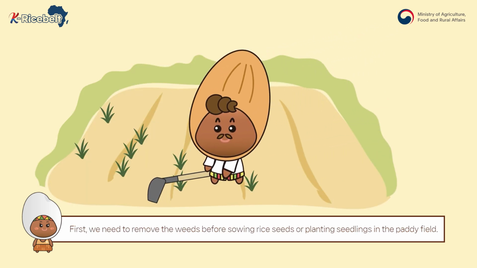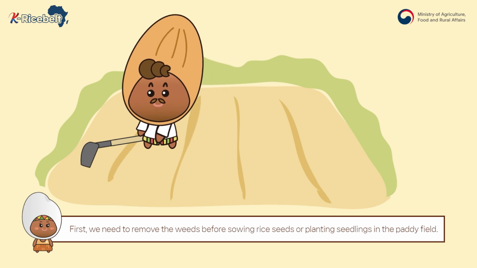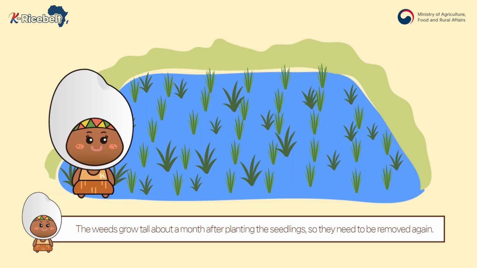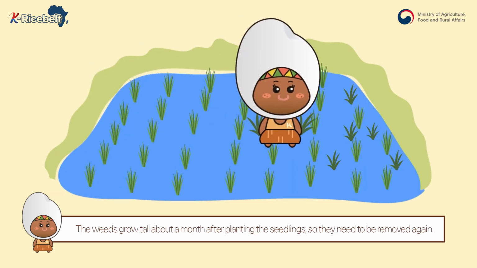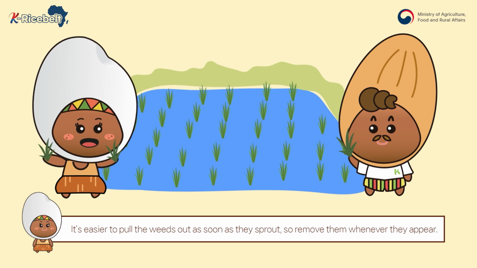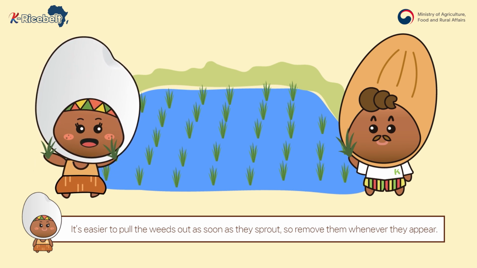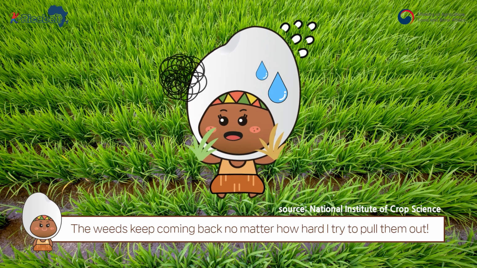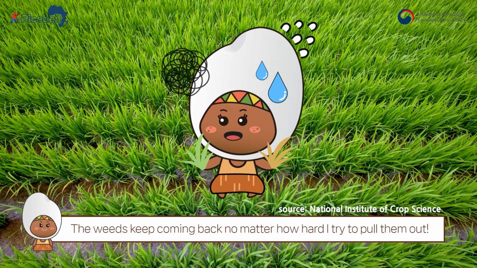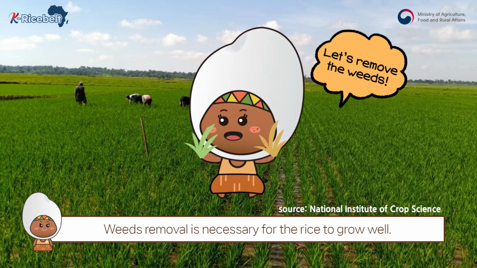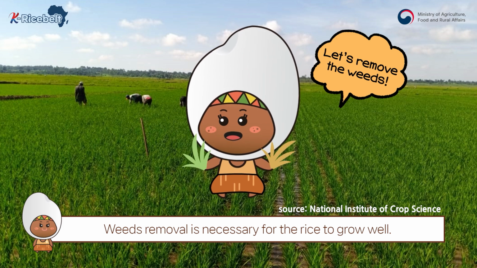First, we need to remove the weeds before sowing rice seeds or planting seedlings in the paddy field. The weeds grow tall about a month after planting the seedlings, so they need to be removed again. It's easier to pull the weeds out as soon as they sprout, so remove them whenever they appear. The weeds keep coming back no matter how hard I try to pull them out. Weeds removal is necessary for the rice to grow well.